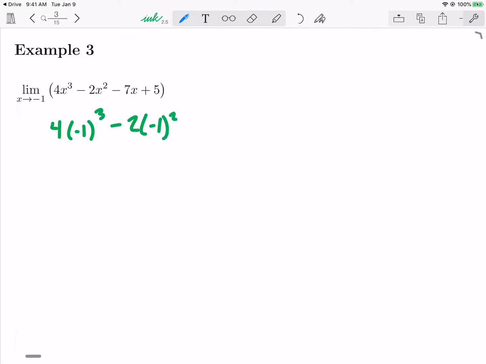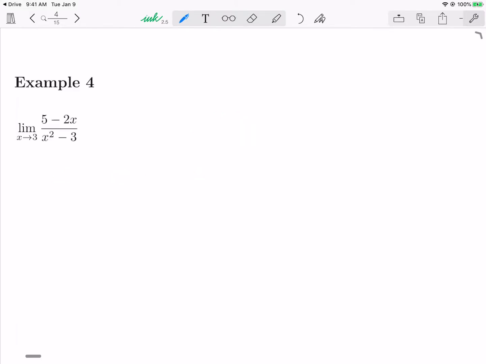-2 times -1 squared. This is a polynomial, so we shouldn't have any issue. So then we've got -4, -2, +7, +5. I'll let you compute that.